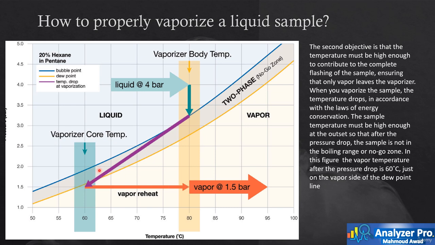In this figure, the vapor temperature after the pressure drop is 60 degrees Celsius, just on the vapor side of the dew point line.